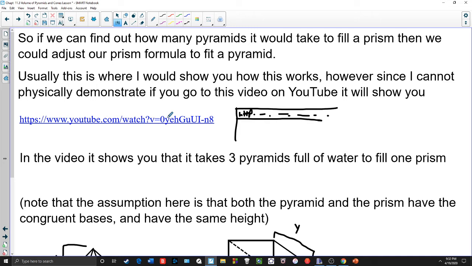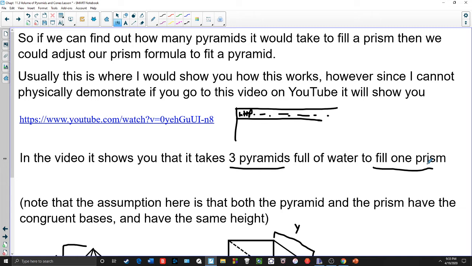Now, not to spoil it, but the videos are really there just to prove my point. It always takes 3 pyramids full of water to fill one prism. So it takes 3 scoops of a pyramid to fill one prism. And this works for triangular, rectangular, circular, pentagonal, hexagonal. As long as the base shape's the same, and as long as the height's the same, 3 scoops of a pyramid will fill one prism.